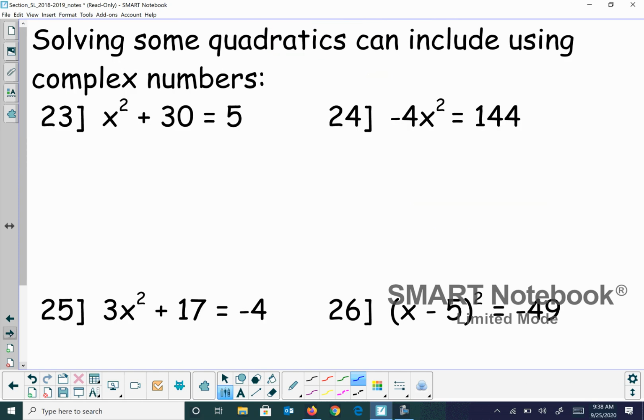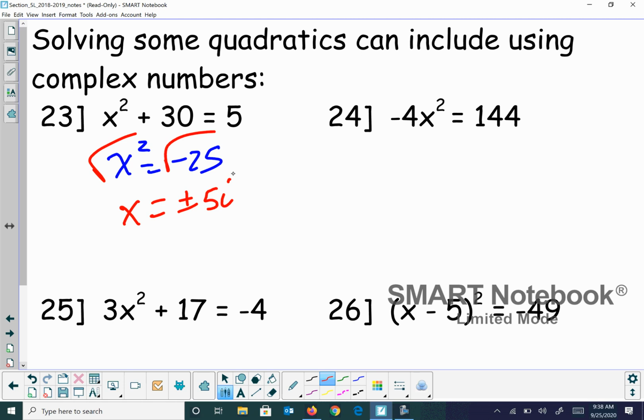All right, so now we're going to start dealing with some complex numbers. So I'm going to subtract 30 from both sides, so I get negative 25. I'm going to take the square root of both sides. So x equals plus or minus 5i. Okay, the i comes from the negative inside the radical.